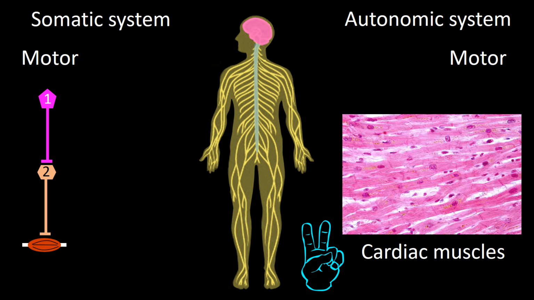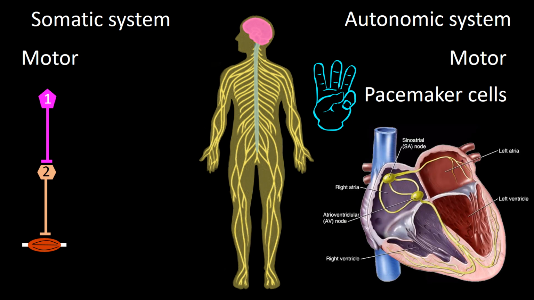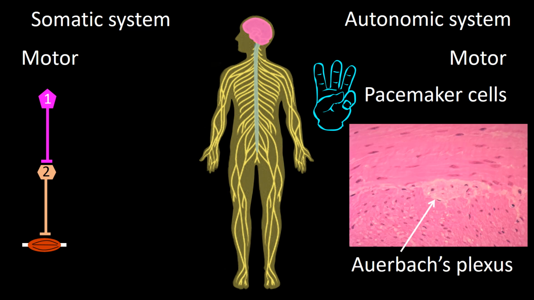The second group is constituted by cardiac muscles. Cardiac muscles are distinguished from striated muscle by the lack of obvious striations and by the presence of large discontinuous spaces between fibers and intercalated discs. The third group of cells we are using to define the autonomic motor system are the pacemaker cells. The pacemaker cells are found in the heart, in the sinoatrial and AV nodes. Pacemaker cells are also found in the gastrointestinal system, at the Auerbach myenteric plexus, between the outer, longitudinal, and inner, circular, internal muscle layer.